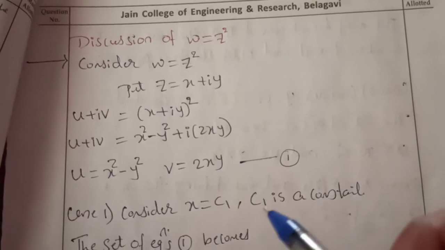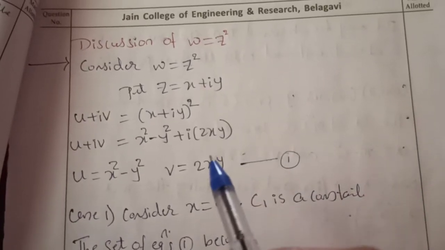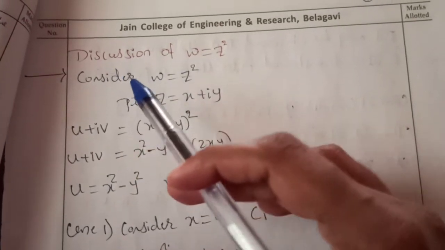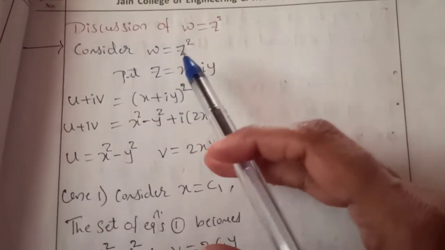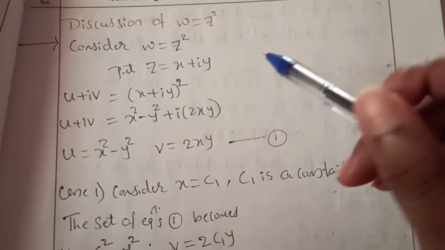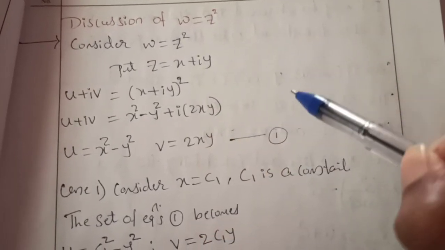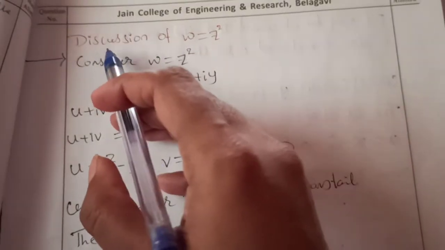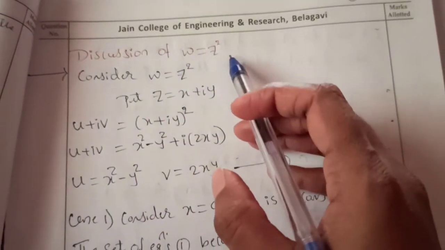Hello dear students, in this video I am explaining the second module, conformal transformation. The first concept is conformal transformation, discussion of the functions w is equal to z square, w is equal to e raised to z and w is equal to z plus 1 divided by z. So here I will take the first discussion, w is equal to z square.